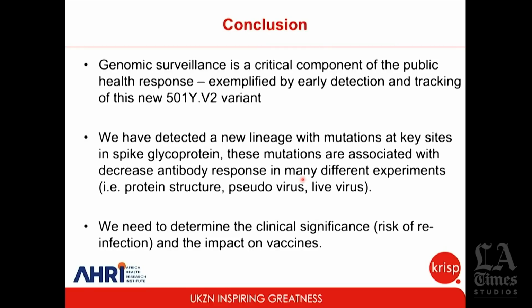We have detected a new lineage with mutations at key sites in the spike glycoprotein. These mutations are associated with decreased antibody response in many different experiments from our groups and many international groups in the world. From the protein structure, from the pseudovirus, from live virus, all the evidence points in the same direction of decreased antibody response. We crucially and very quickly need to determine the clinical significance, such as the risk of reinfection and the impact on vaccines.